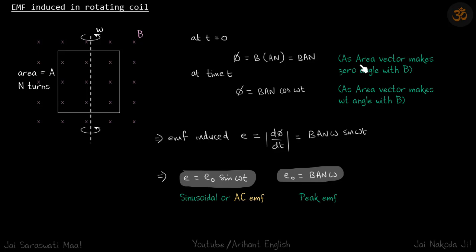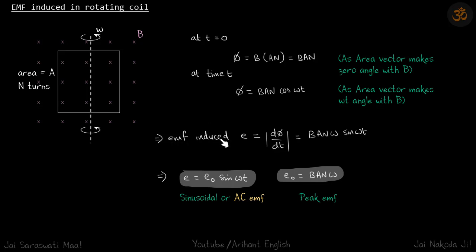So here the area vector makes zero angle with B. Let's assume the area vector is inside the plane. So phi was BAN cos 0, which is BAN. Now as the area vector makes an angle omega t with B, the new phi will be BAN cos omega t.